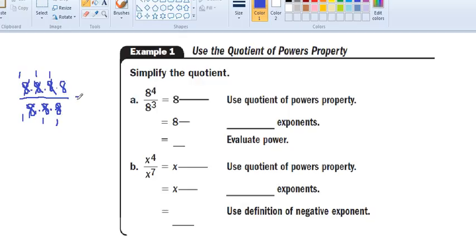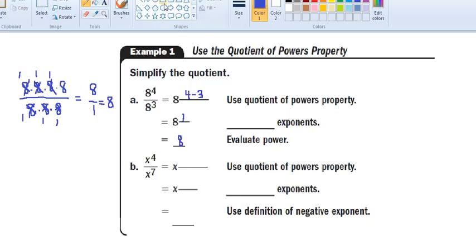So if we were to multiply these, it's 1 times 1 times 1 times 8, which is 8. And then 1 times 1 times 1 is 1. And the answer to this one is 8, or 8 to the first power, okay? I'll take away that little 1 there. Now the property says like this. We're supposed to be doing 8 to the fourth over 8 to the third. Same base means 8 to the 4 minus 3. And that's 8 to the first, which is 8.